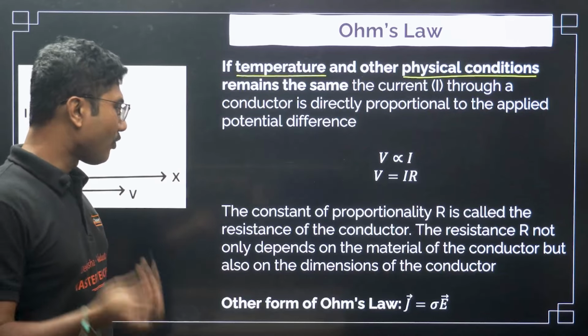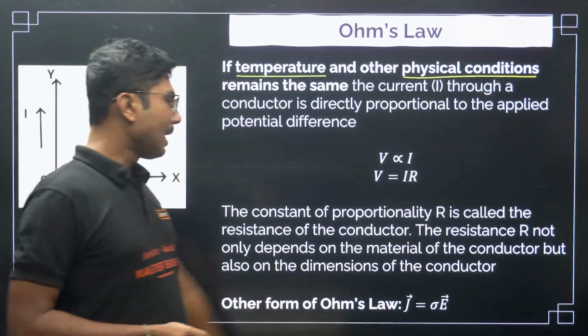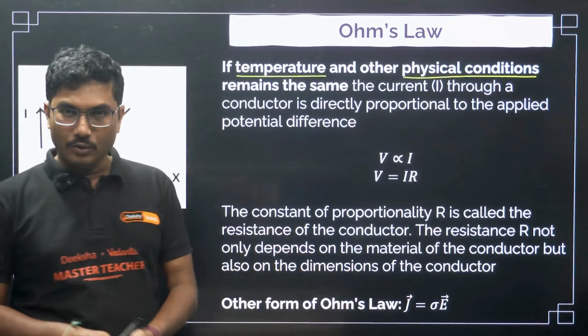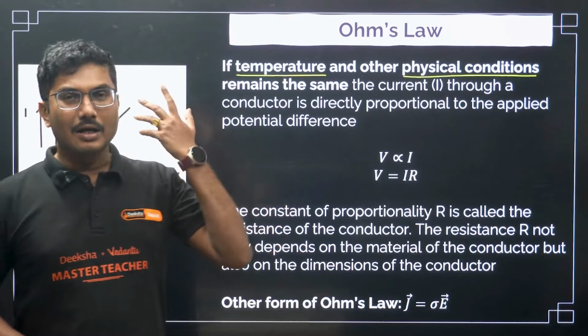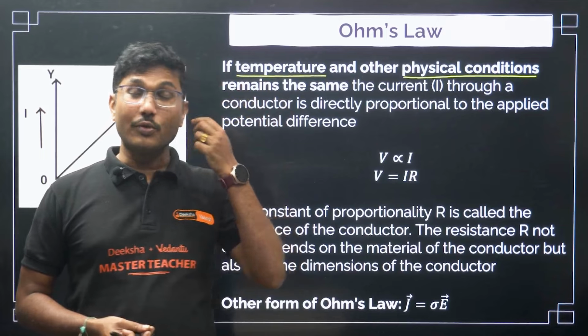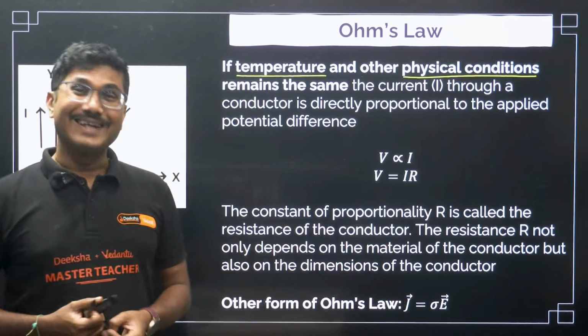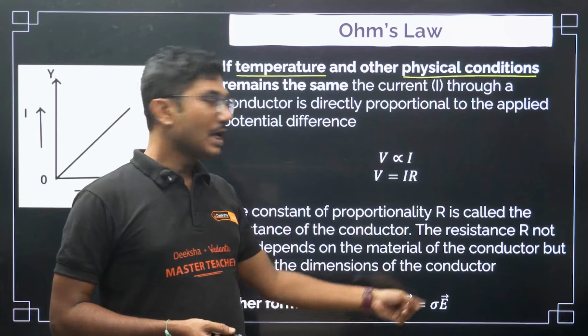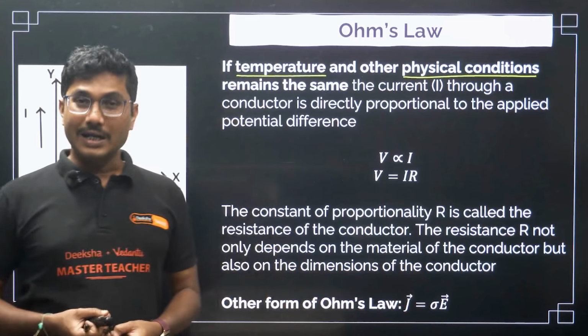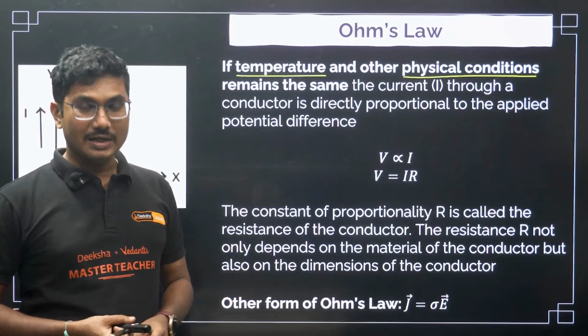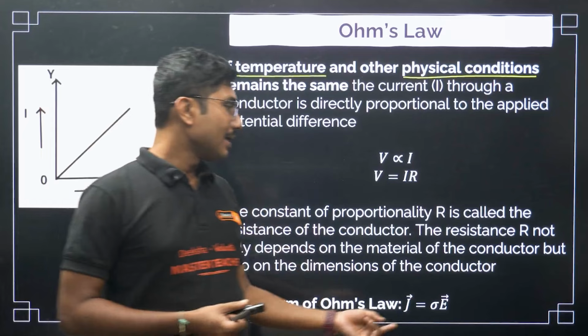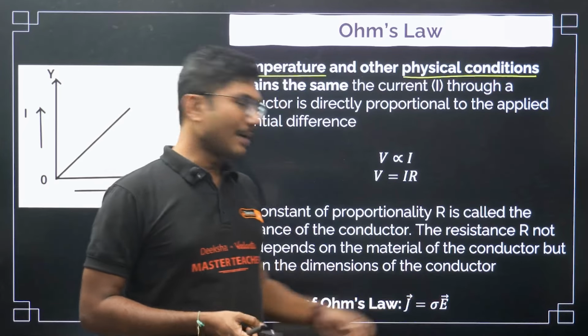There is another form of Ohm's law which is given by J = σE. We said that current starts to flow when you apply an electric field. Here J is called the current density, σ is called the conductance of the conductor. Obviously, a conductor has a higher conductance. So this is the conductance and E is the applied electric field.